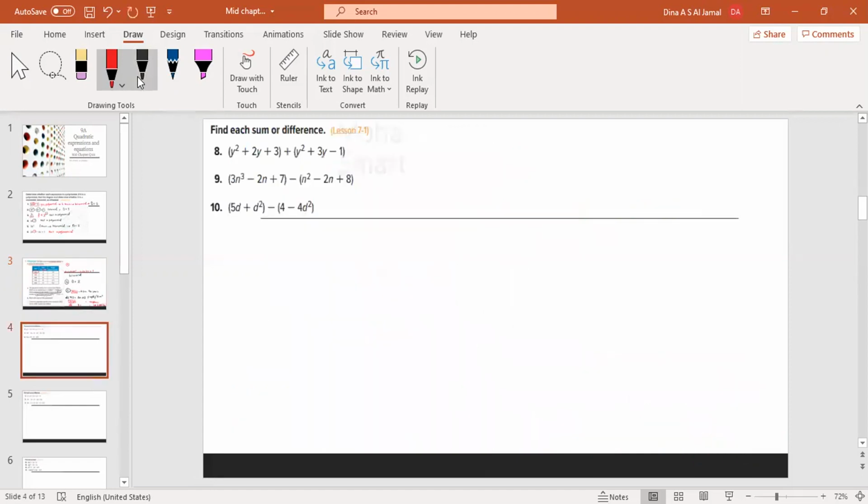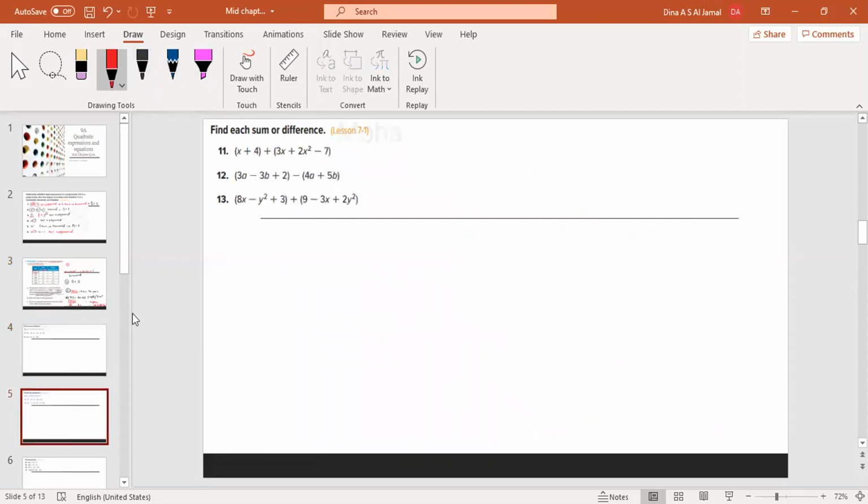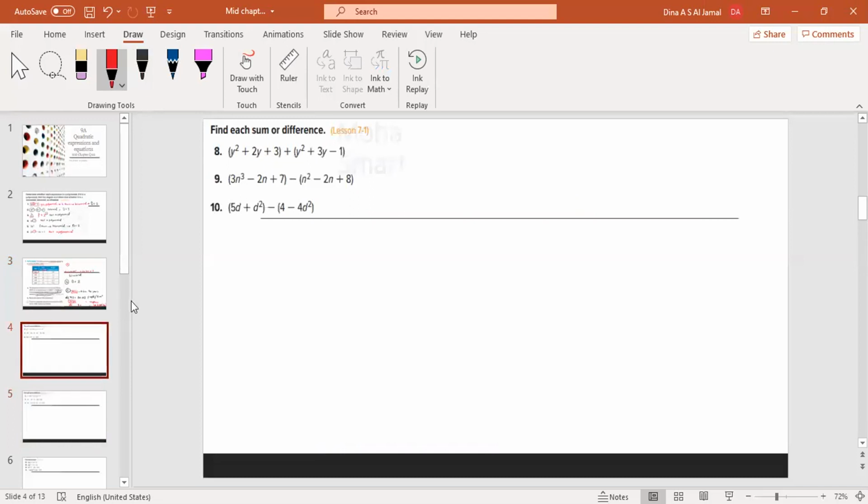So let's go to this question. Find each sum or difference, and we will be having 8, 9, 10, 11, 12, 13 will be having the same question. Find each sum or difference. So all what you need to do is that you should gather all the like terms, and you can do this using the horizontal method or the vertical method.